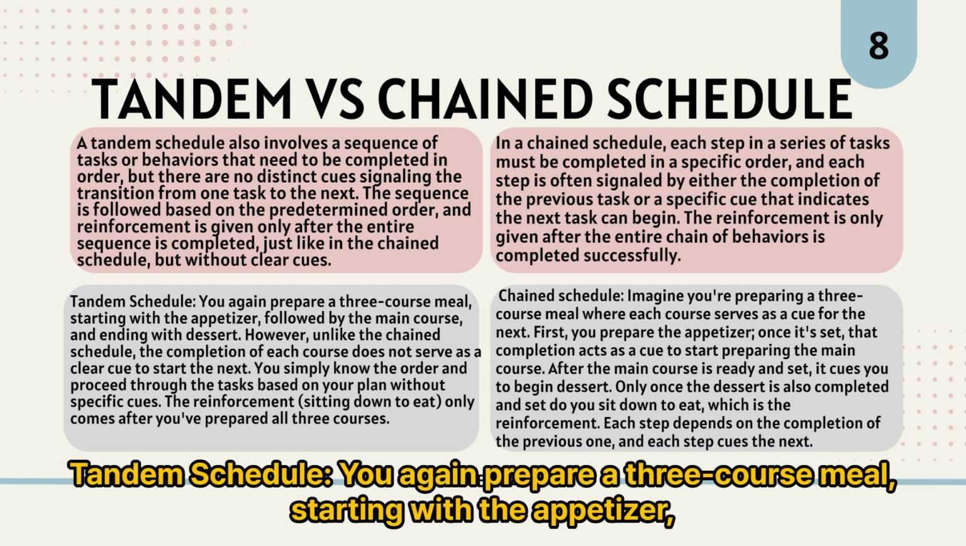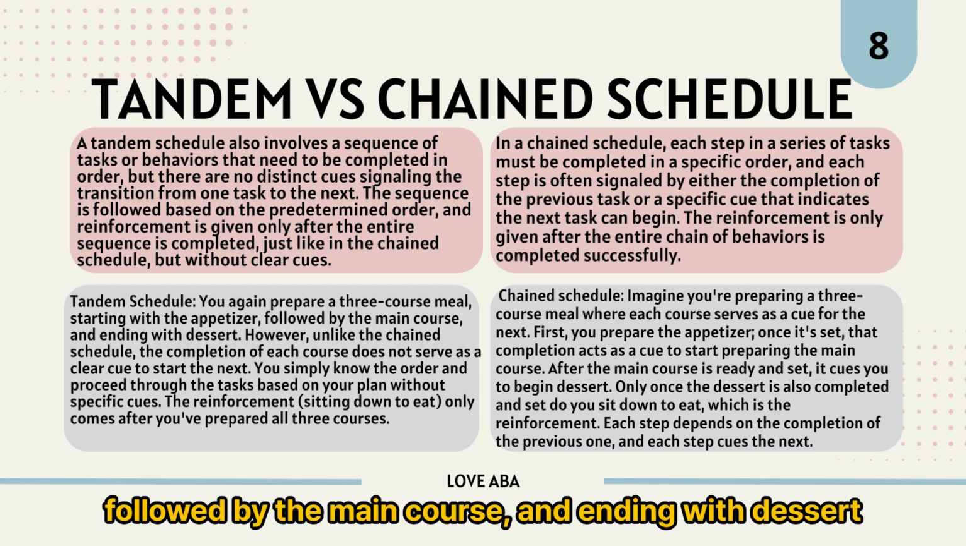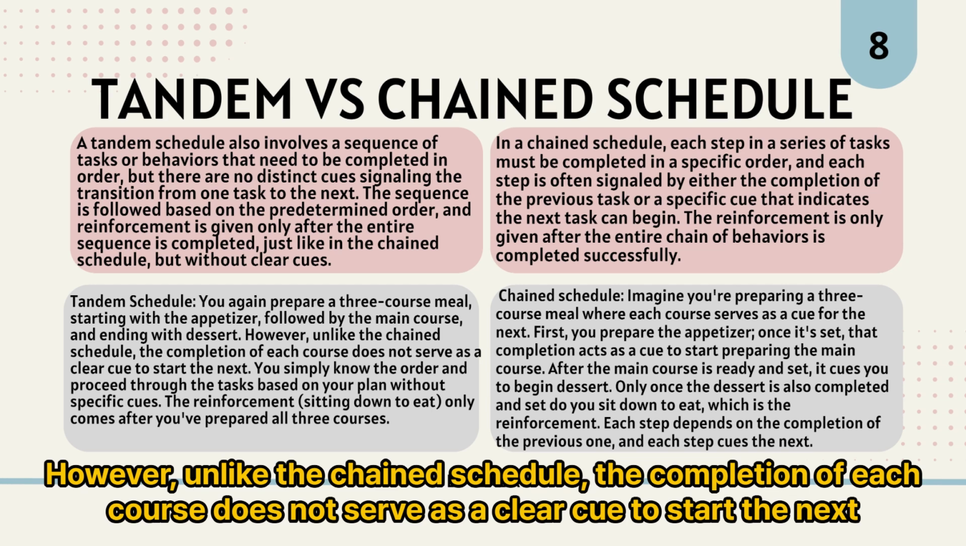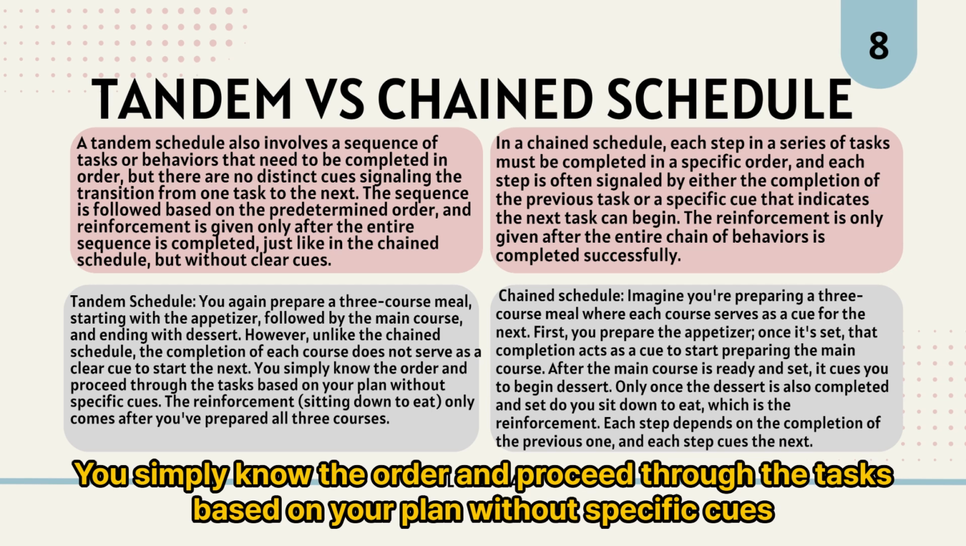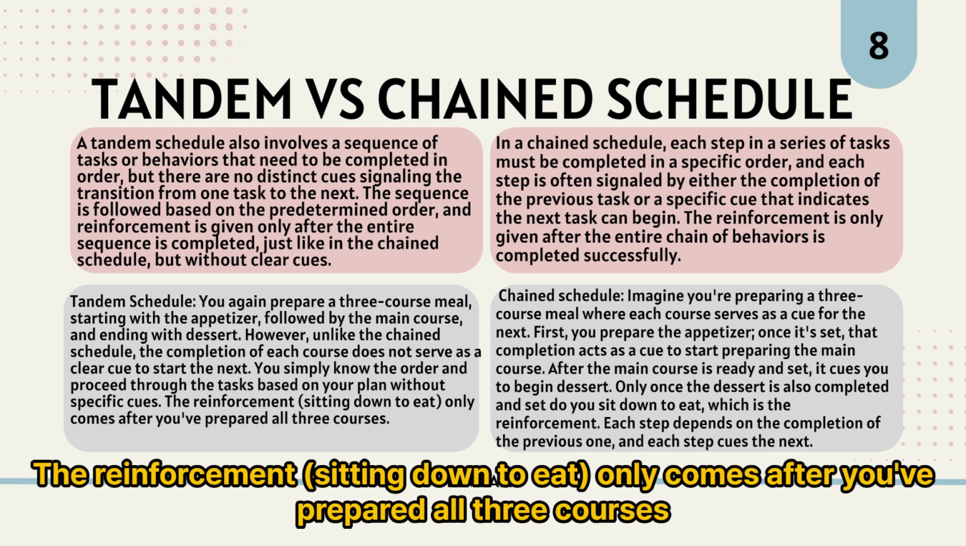Tandem schedule: you again prepare a 3-course meal, starting with the appetizer, followed by the main course, and ending with dessert. However, unlike the chained schedule, the completion of each course does not serve as a clear cue to start the next. You simply know the order and proceed through the tasks based on your plan without specific cues. The reinforcement, sitting down to eat, only comes after you've prepared all 3 courses.